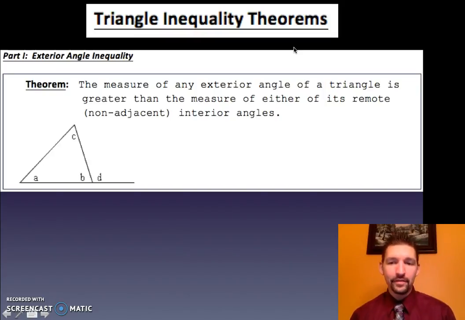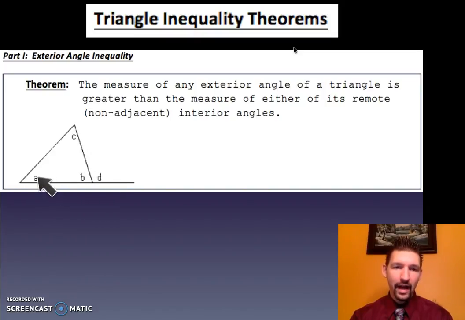And now on to the new stuff. So we're talking about the triangle inequality theorems. There are two of them today. So the first one is going to be the exterior angle inequality. And this kind of makes sense if you remember what we talked about. This exterior angle is equal to the sum of the two interior angles, right? So A plus C equals D. Well, the theorem says that since that's true, this angle on the outside has to be bigger than either of the two far angles here. So D is greater than C, and D is greater than A.